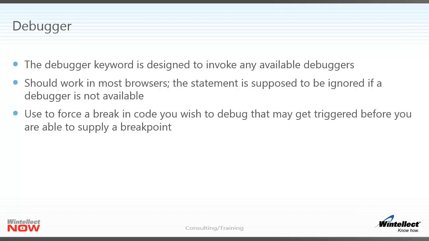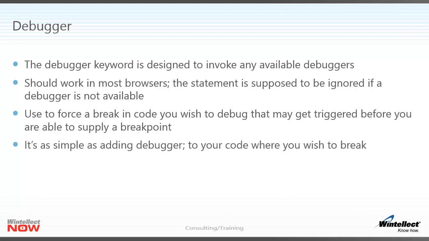Or you may just have a lot of code and you don't want to step through the code or find where it is, so you throw in the debugger statement to trigger it. It's simply adding the statement debugger followed by a semicolon to your code wherever you wish to break. And it is very important that you remember to remove any debugger statements when you send your code into production.